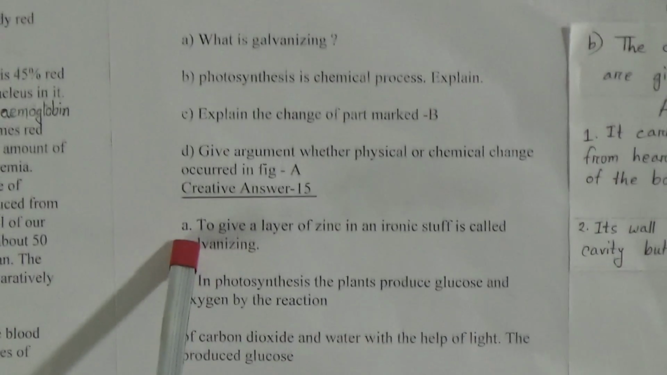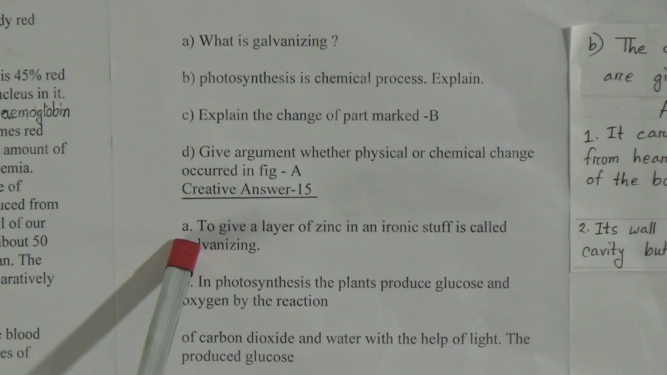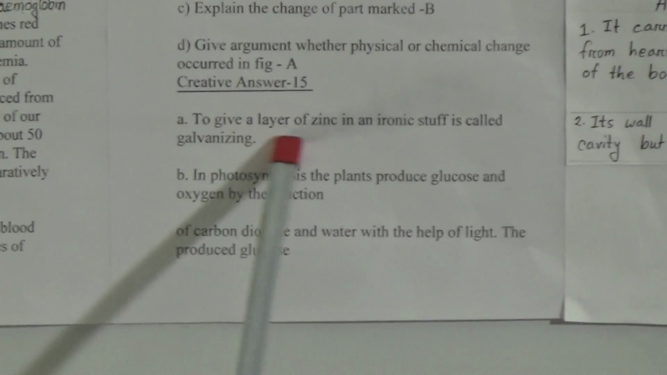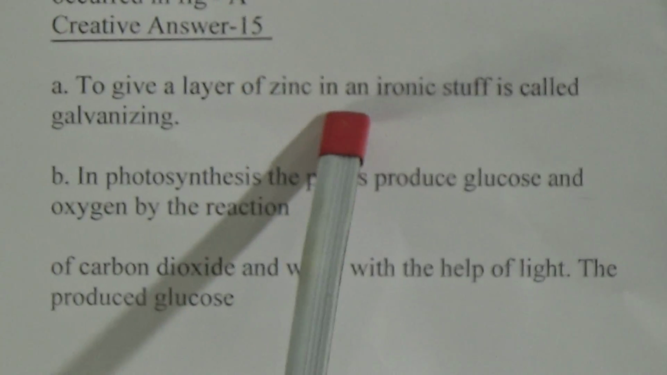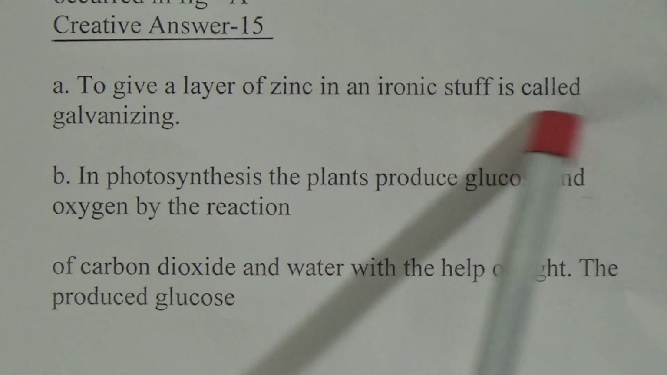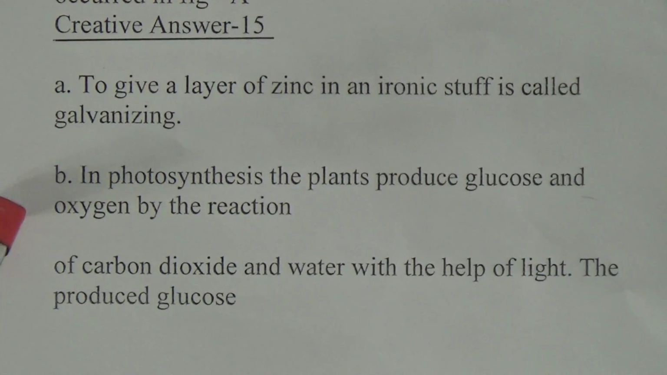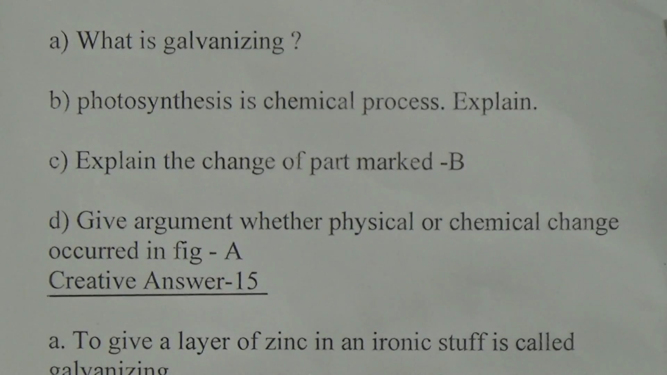Now the answer to creative question number 15. The A number question was, what is galvanizing? The answer is, giving a layer of zinc in an ionic process is called galvanizing. Now the B number answer. The question was, photosynthesis is a chemical process, explain.